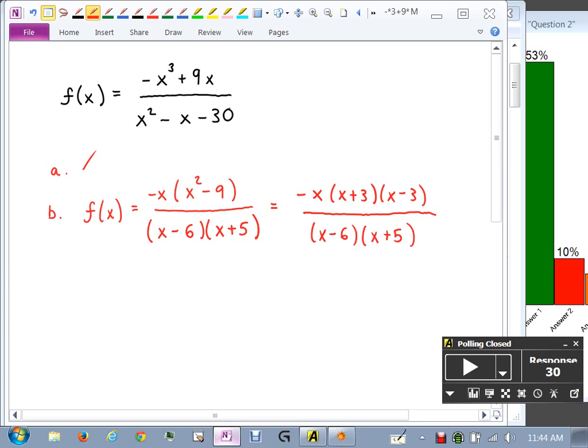Now in this step B, or step C is where we look at the factors. In step C, we look to see if we have any common factors, anything that cancels out. Anything? No. So that means we have no holes.